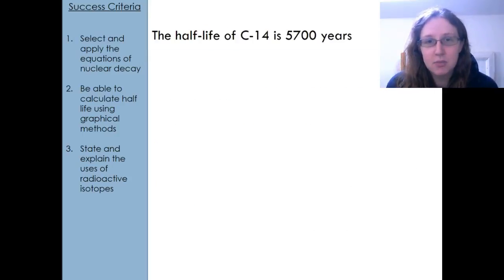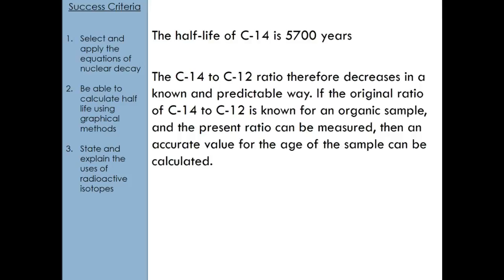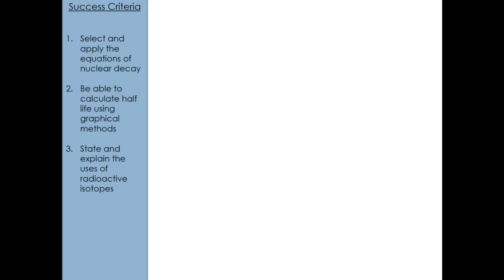Now, the half-life of carbon-14 is 5,700 years. Because we know its half-life, it's going to decrease in a very predictable manner, and we can calculate the age. Things that it's good to do this with are wood, charcoal, bone, and shells of land and sea animals. We can't use it on everything. It had to be organic at some point in order for us to use it.